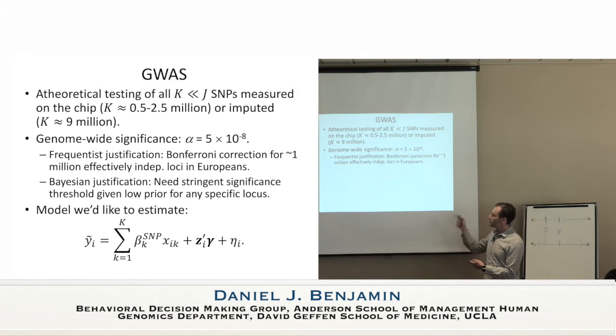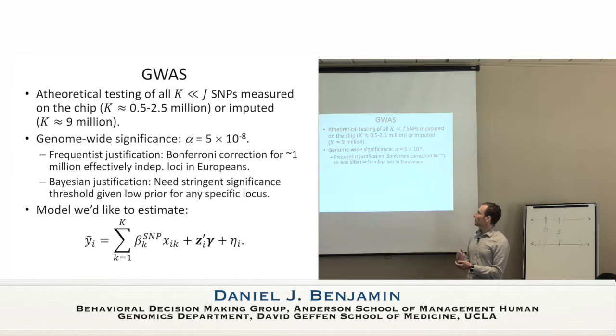What do we mean by this 1 million effectively independent loci in Europeans? It's that taking into account the LD structure in the genome, when you test your 2.5 million or your 10 million SNPs, there's correlation across those tests. So the number of independent tests is roughly 1 million.